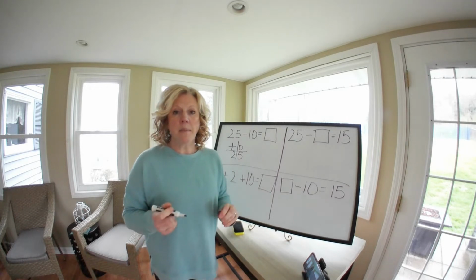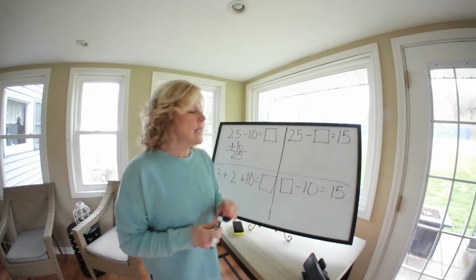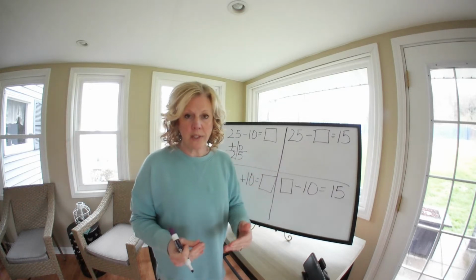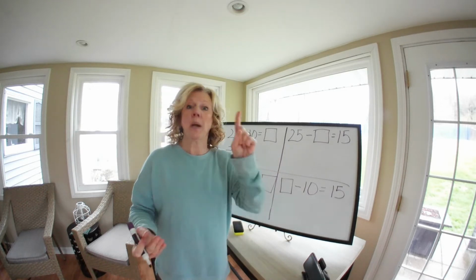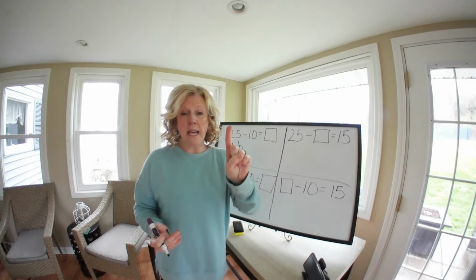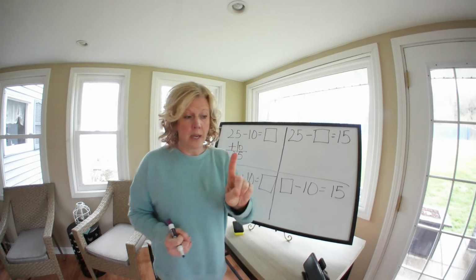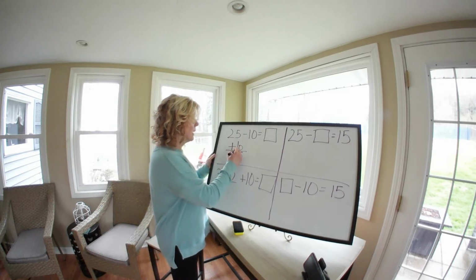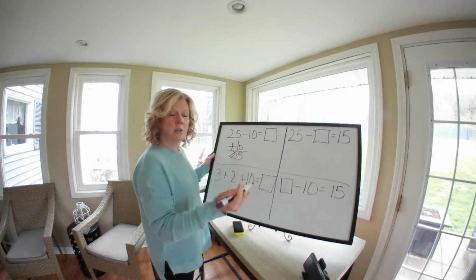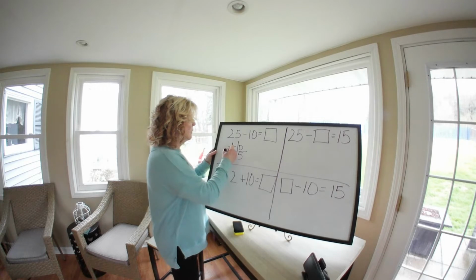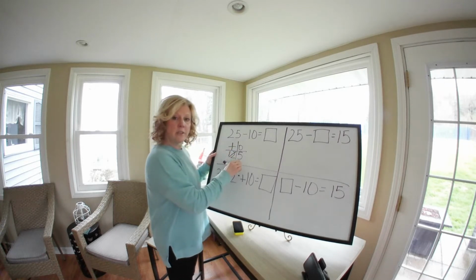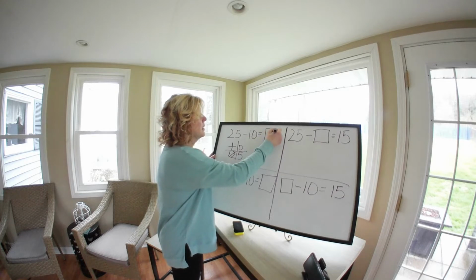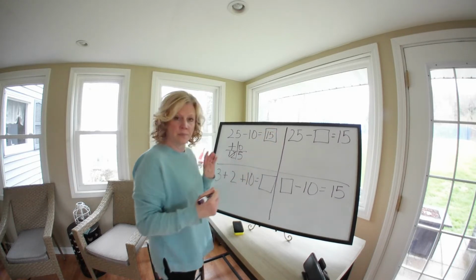Now, think about what the question's asking us. It's asking us 25 minus 10. How many groups of 10 is 10? That's right, just one. So if I'm taking one group of 10 away, I'm going to look at my tens and ones frame, and I'm going to take one group away. So I had 2. 2 take away 1, I'm left with 1. And my 5 doesn't change. So now my number is 1, 5, which is the number 15.